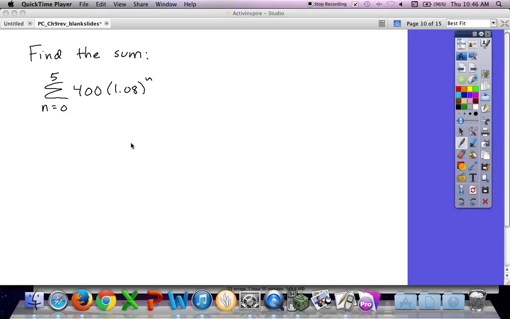Find the sum. What kind of sequence or series is this? Geometric, because it looks exponential, right? The n is an exponent. So what's our formula for geometric? Sum of a geometric sequence.